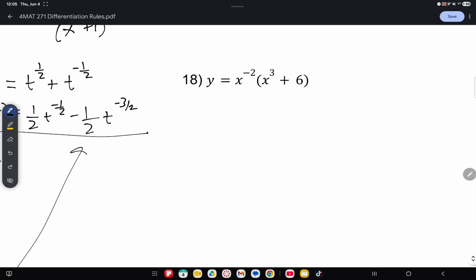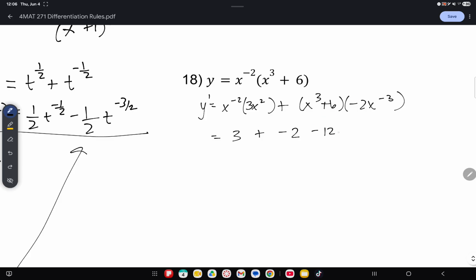And just for the sake of product rule practicing, let's do the product rule. So left times d right plus right times d left. And then we'll simplify. So 3 plus, it's actually going to be a minus, that 2. And minus 12x to the negative 3. So 1 minus 12x to the negative 3.